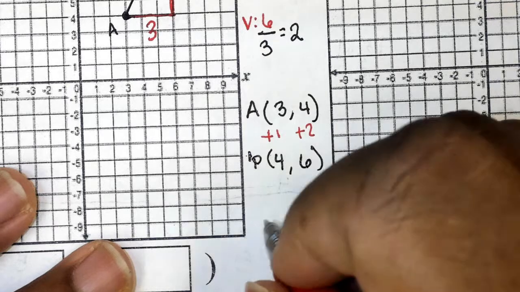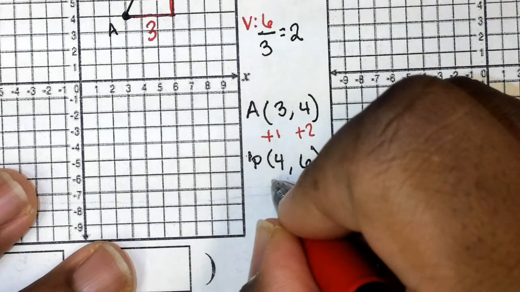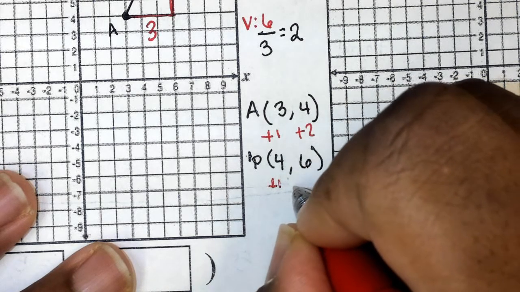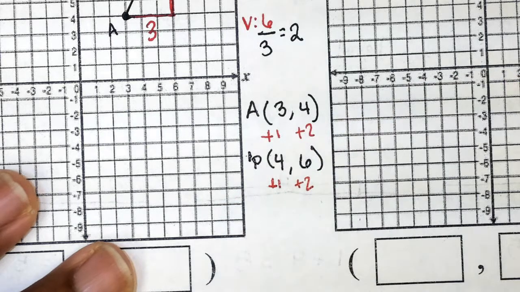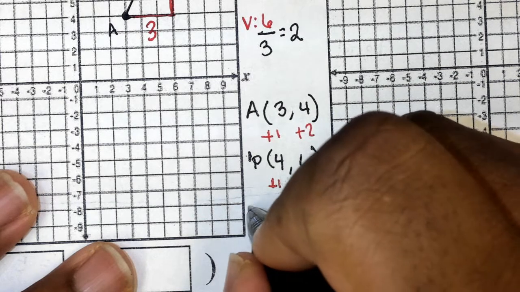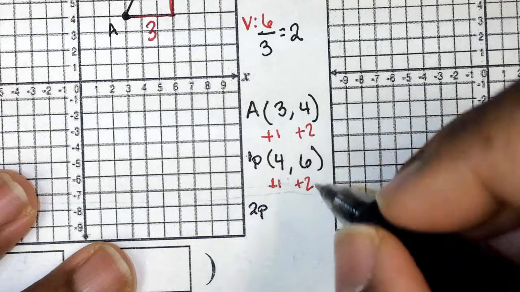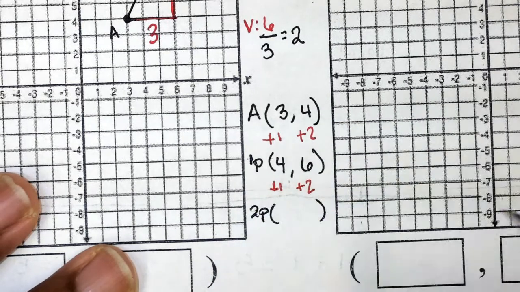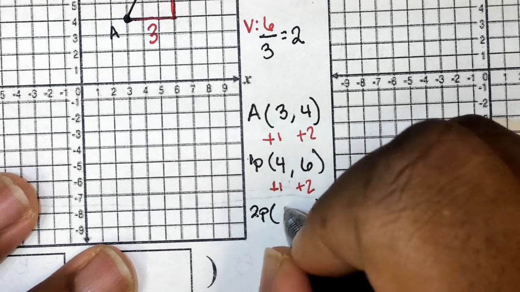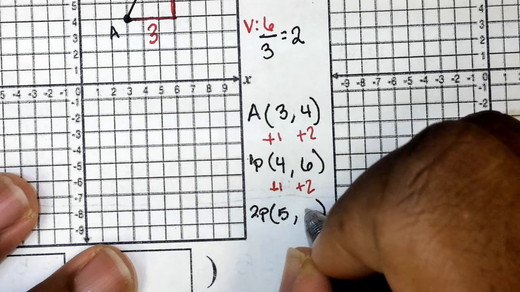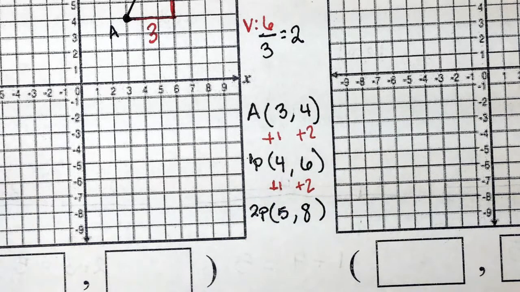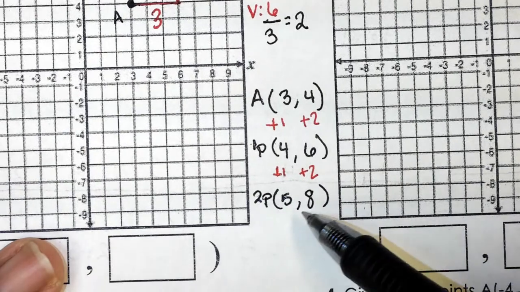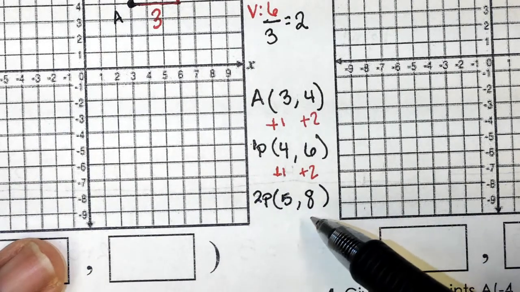And then I could do it again. Add 1, add 2. That gives me my second partition. That's the one I'm trying to get to. Please remember the split was 2 to 1. This will be 5, and this will be 8. So I could do it mathematically this way and figure out what my second partition is. It'll be at 5, 8.